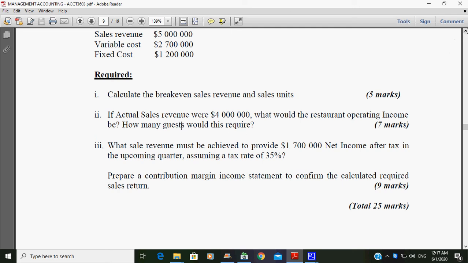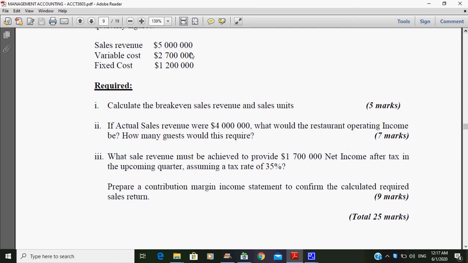The first thing you have to do in this case now, we're going to have to find what percentage of 5 million is 2.7 million. Then we're going to use this right through to answer the remainder of the question. Now, you're going to put 2.7 million over 5 million. If you divide that, you get 0.54. You multiply by 100, you get what? 54%. So, therefore, the variable cost is really 54% of what? Sales revenue. So, you're going to apply that 54% to this 4 million now to get a variable cost figure.